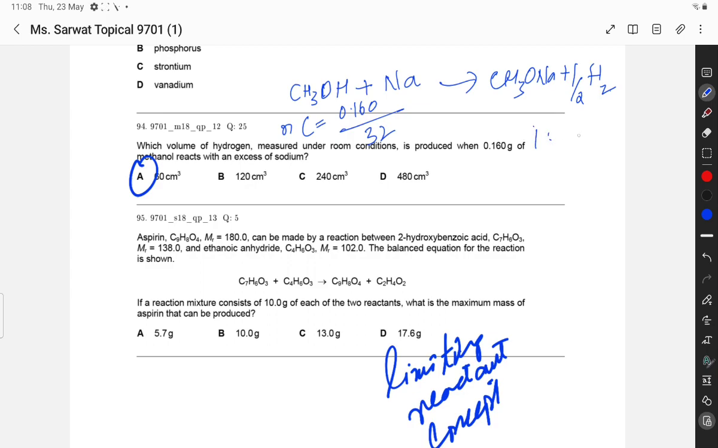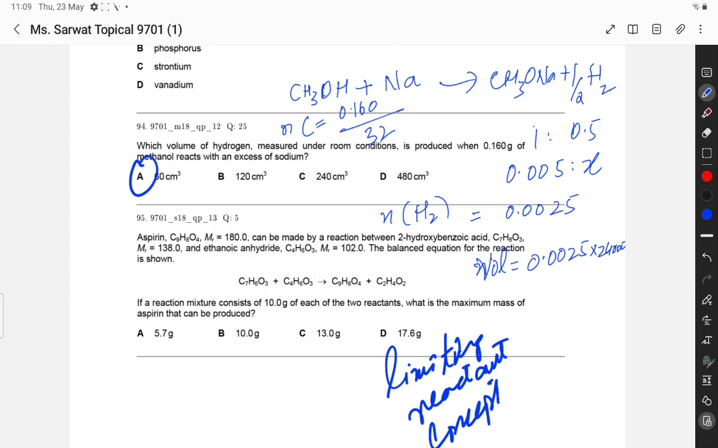so by using mole ratio 1 to 0.5, 0.005 ratio x, times 0.5 is equal to 0.0025, and the volume is moles of hydrogen times 24,000. So 0.0025 times 24,000 is equal to 60 cm³. So this is 60 cm³.